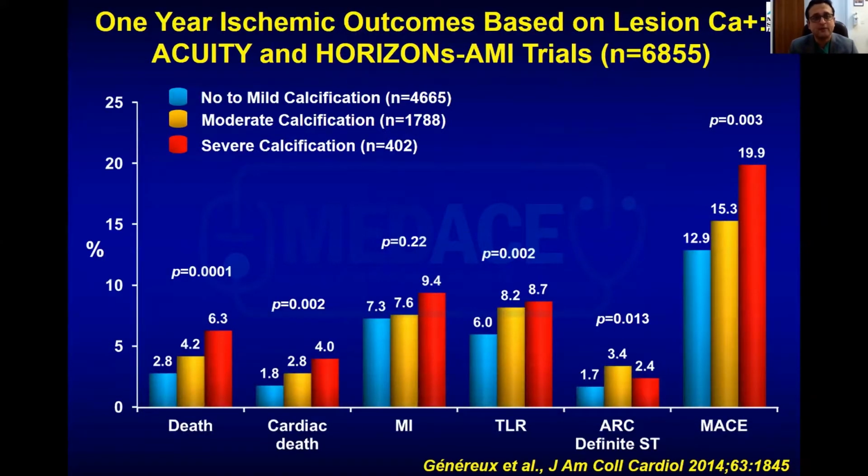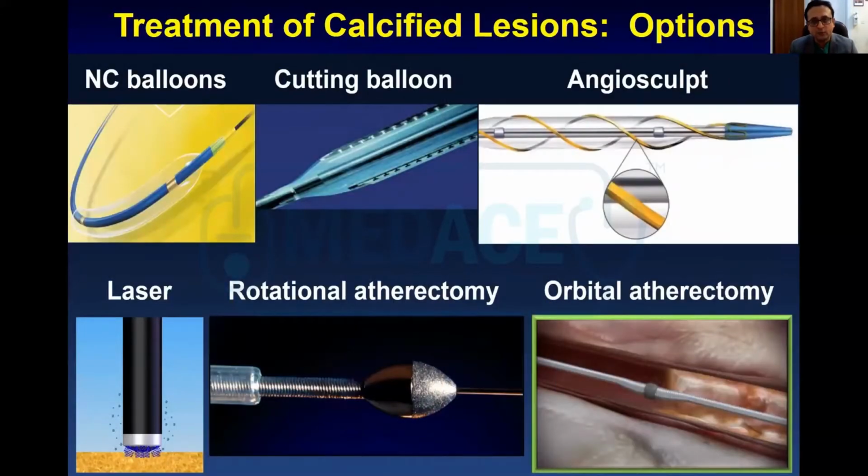So this is the data from Equity and Horizons AMI, a sub-study based on lesion calcification. What you can see in this is that all the various types of MACE go up proportionate to the degree of calcium in the lesions. So what do we have to treat calcium? Once you have recognized it, we need to look into our toolbox and see, just like Professor Nadeem Rizvi said, that not all labs are equipped with everything that is needed to treat calcium. So probably we need to know what sort of artillery and ammunition we have.